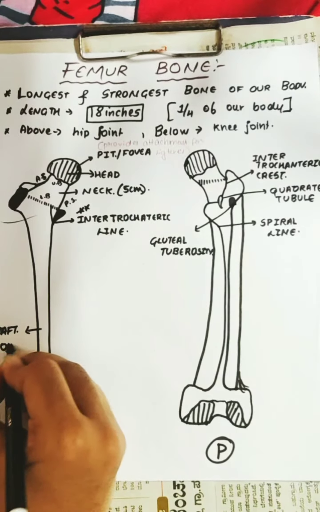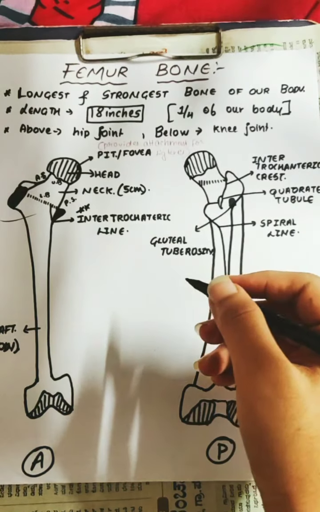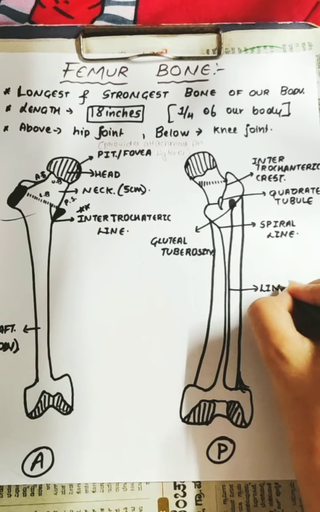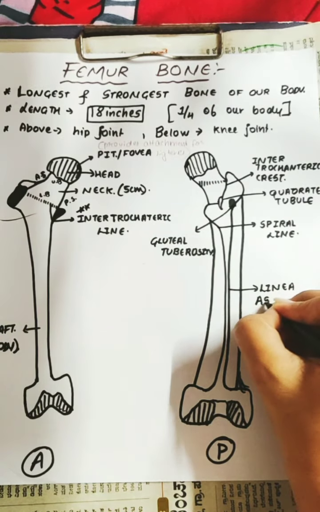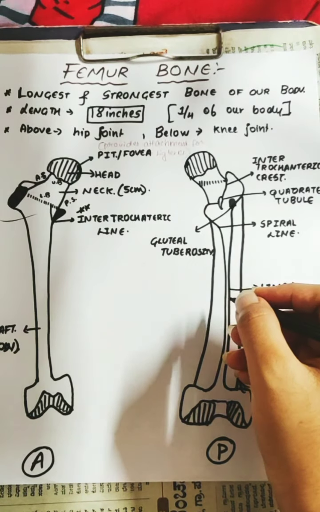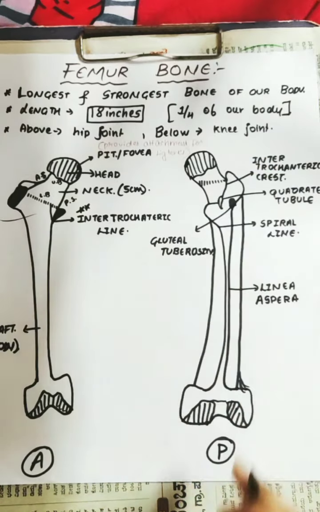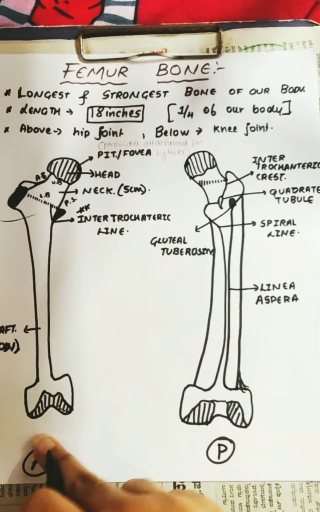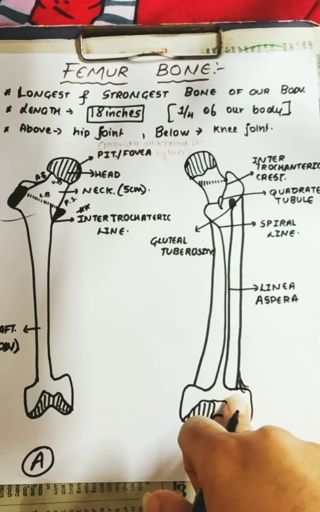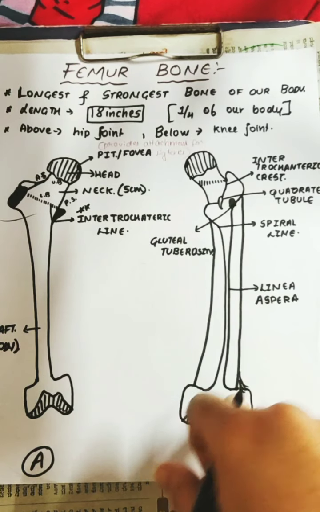Shaft is also called the body. Then you can see a structure here. It is called the linea aspera. A very important structure, which is present in the posterior border. As you can see, this is the posterior surface, and this is the anterior surface. In the posterior border, you can see the linea aspera, and it is a thick ridge.